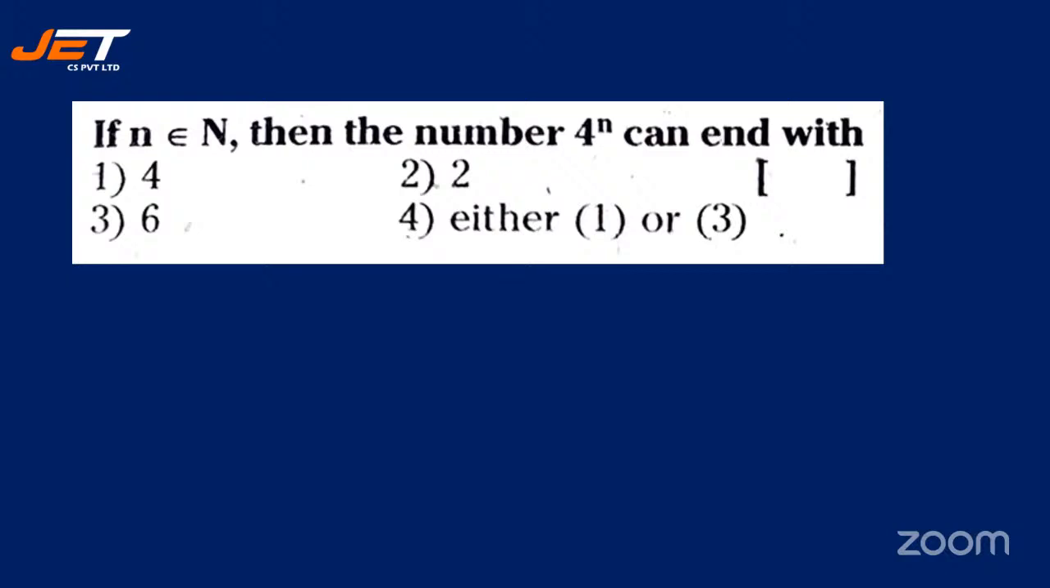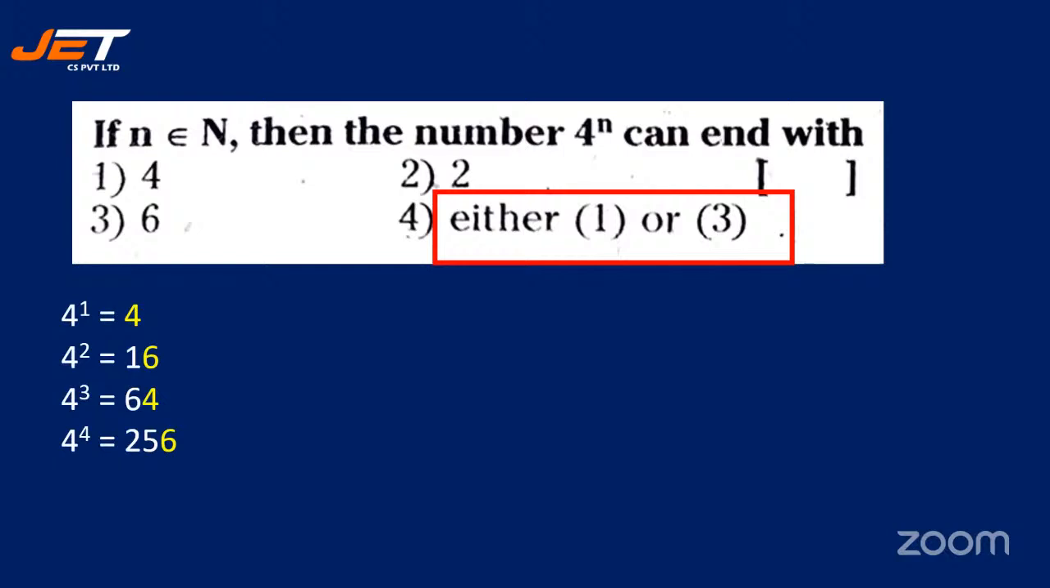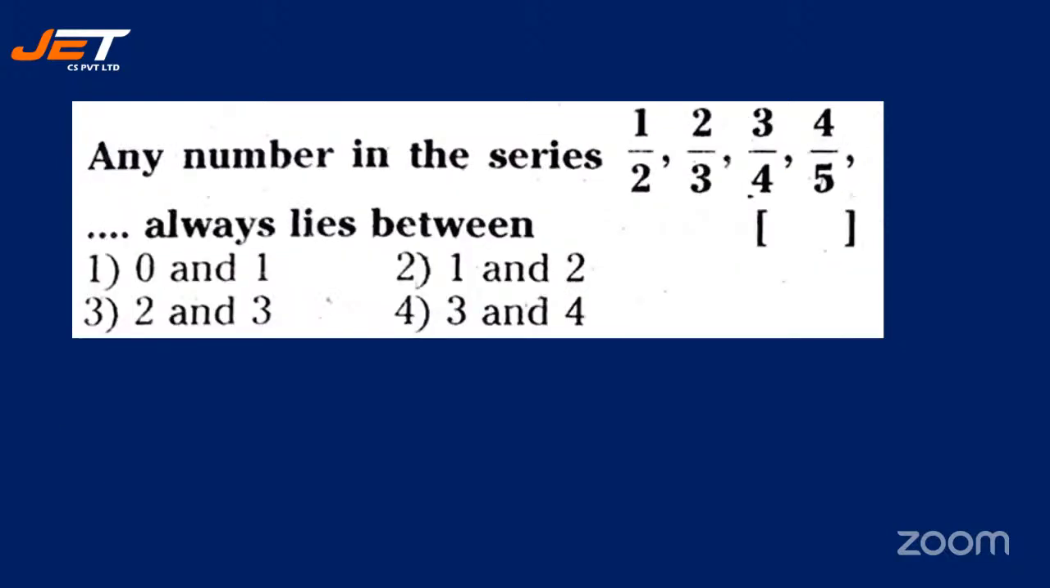Quickly give your answers. Put your answers in the chat box, students. It is either 1 or it is either 3. All right. So many are giving me the right answers. See the next question. Okay. 4 power 1 is 4. 4 square is 16. 4 cube is 64. 4 power 4 is 256. So on. See the next question.